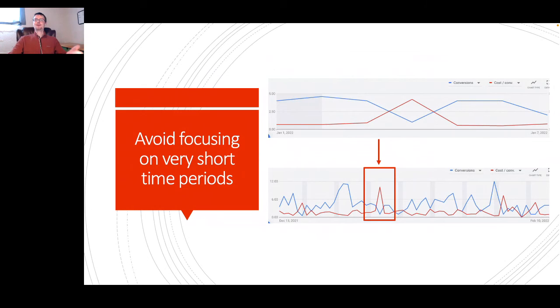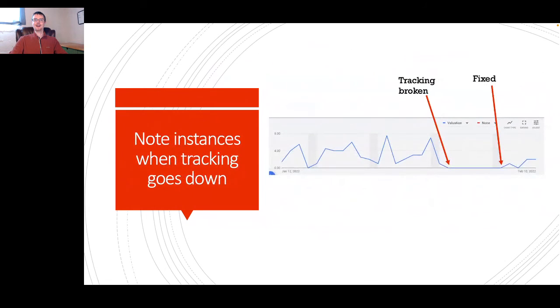Just an example from an actual client here, where conversions went down and cost per conversion spiked for one day. But if you look at a whole couple of months, you can see everything's kind of up and down, and it averages out over time. So you're going to have days that are different.